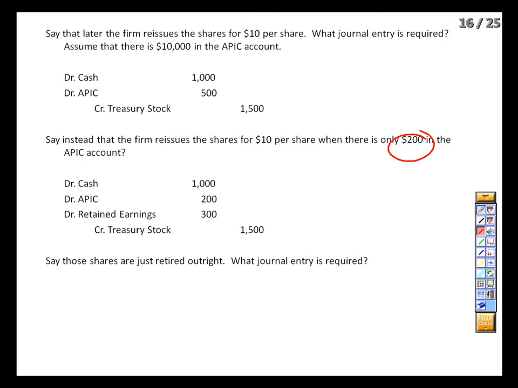It is possible that we might want to retire the shares outright. If that's the case, we zero out the treasury stock account, remove those shares from the common stock account at shares times par, 100 shares at $1 par, and we once again plug to APIC or retained earnings as needed. So that's treasury stock.